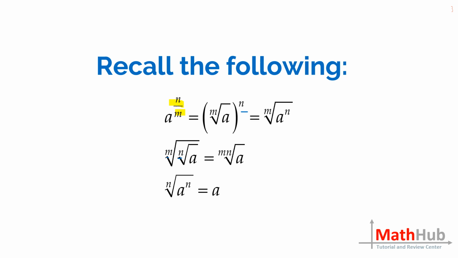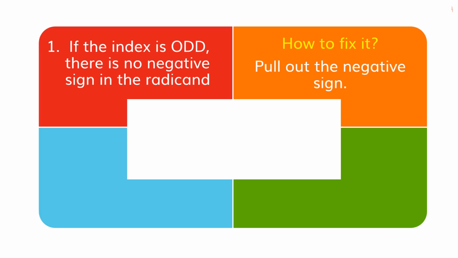Why is that? Take note that in terms of rational exponents, this means that we have a raised to n over n, which is the same as a. So how do we simplify radicals?